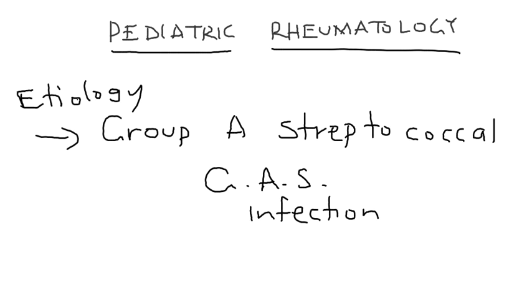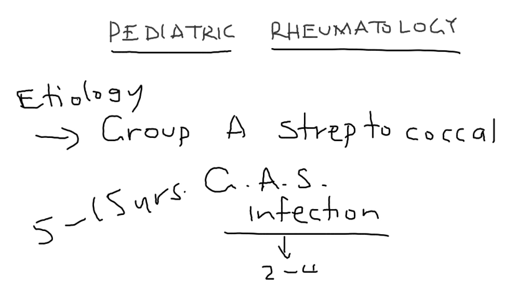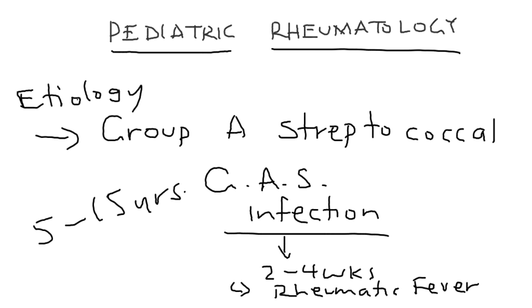And what happens typically is it infects, it can occur at any age really, but the most common ages are between 5 and 15 years of age. And then approximately 2 to 4 weeks later, rheumatic fever. And rheumatic fever has some very specific and distinct signs and symptoms. But I wanted you to keep that chronology in mind, that first you get the infection and then a few weeks later you get rheumatic fever.